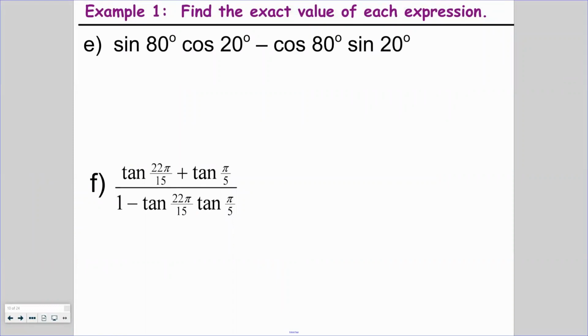So if we look at this, this is sine, cosine, cosine, sine. Sine, cosine, cosine, sine. That is the expansion for sine of a plus b or sine of a minus b. Because the sign here is minus, this is going to be the expansion of the sine of a minus b, some angle a minus b. In this case, a is 80 degrees and b is 20.